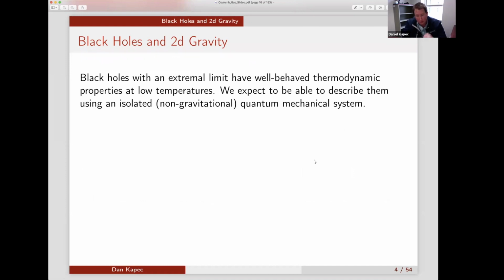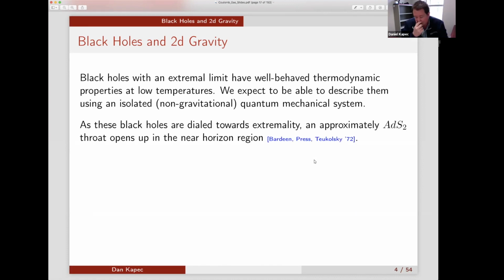Now, one of those particularly universal features is the existence of this extremal limit and the AdS2 factors that it produces. So black holes with an extremal limit, they tend to have well-behaved thermodynamic properties at low temperatures. And experience has taught us that we can hope to describe them using actual isolated and in particular non-gravitational quantum mechanical systems.